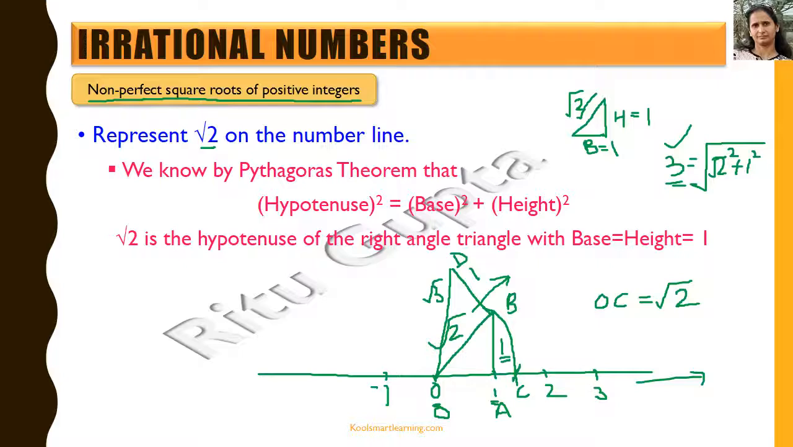So similarly we can represent non-perfect square roots on the number line. So again we take OD as the radius and we draw an arc over here, and this will be less than 2. So this point that we get over here, maybe we can call it E. OE will become root 3.